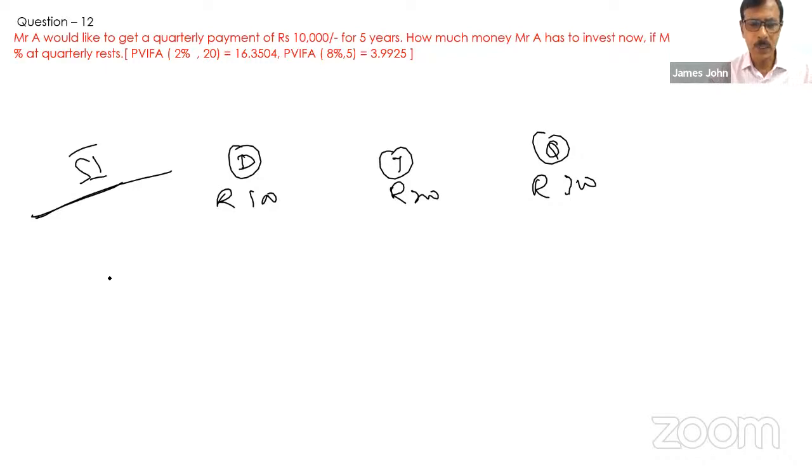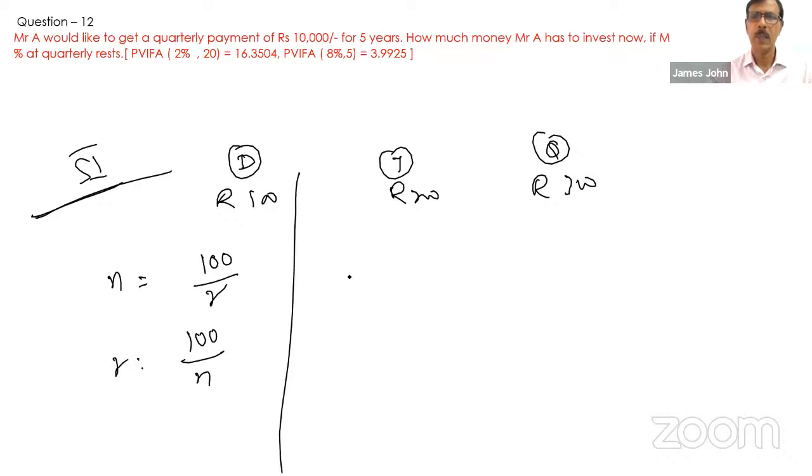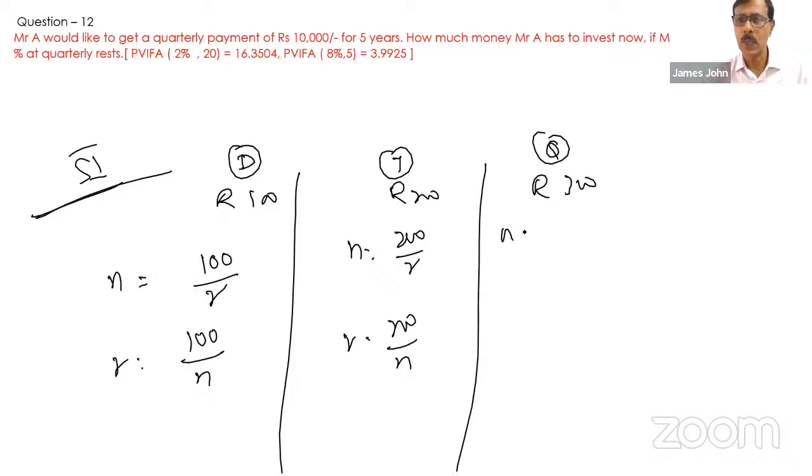So suppose you want the number of years in simple interest so that it becomes double. What do you have to do? 100 by R. Or if you want the rate of interest, it is 100 by N. This is for doubling. Similarly, for tripling at simple interest, N is equal to 200 by R, or R is equal to 200 by N. Similarly, for 4 times, N is equal to 300 by R, or R is equal to 300 by N.